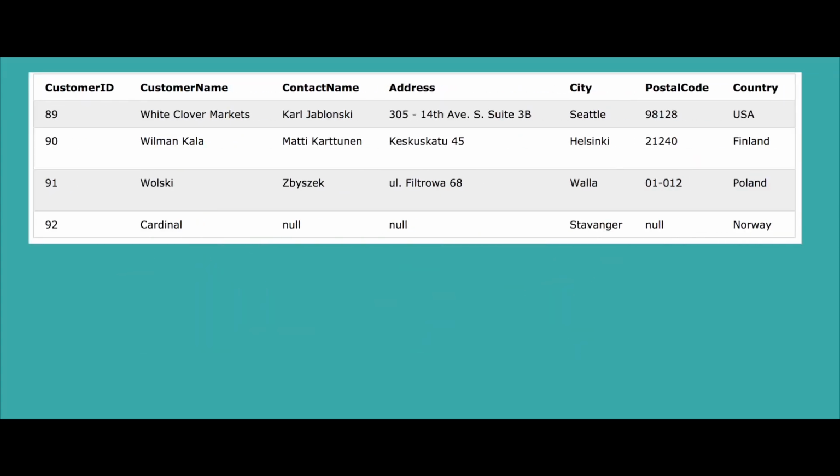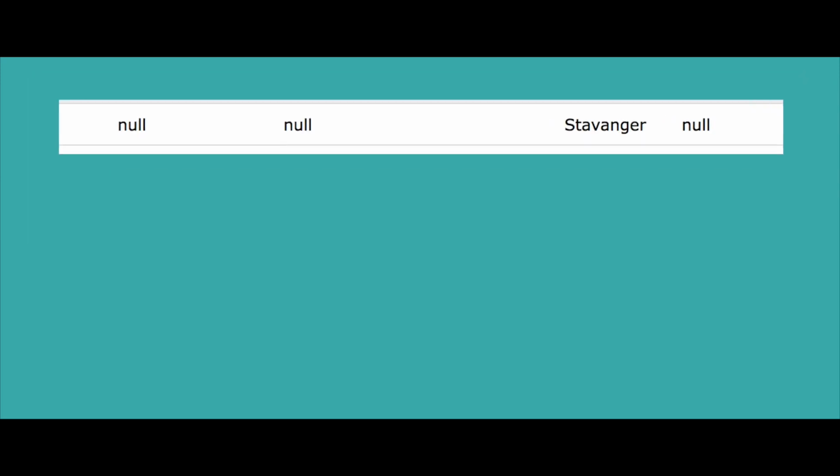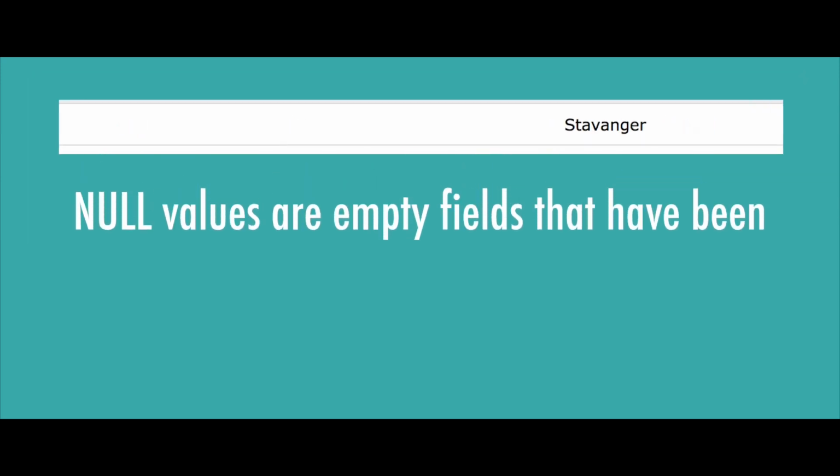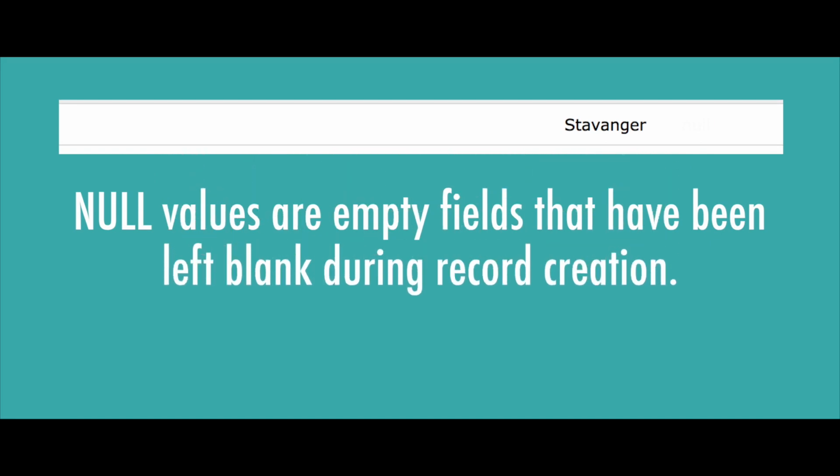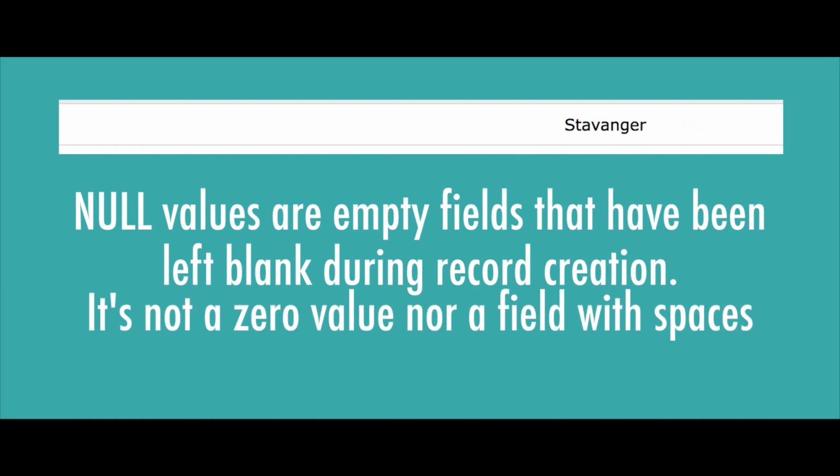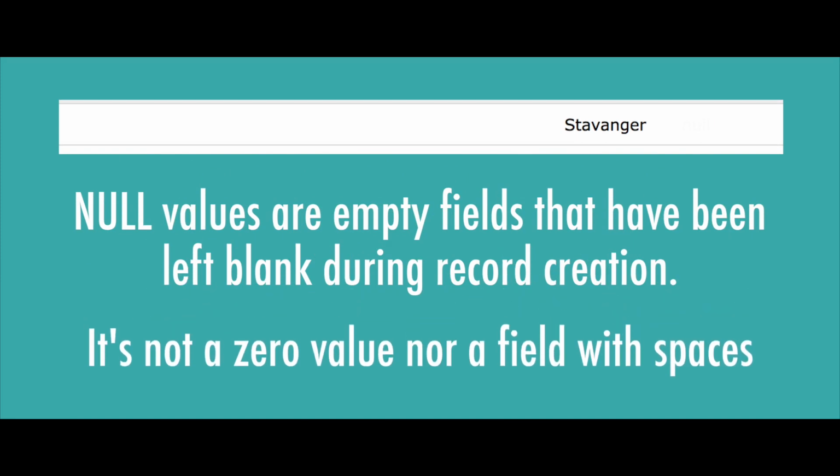Another trivia for you guys. Did you know that in a table where the field is optional, you can insert new records or update already existing ones without adding values to that certain field? This is what fields containing null values are. They are simply empty fields that have been left blank during record creation, although they are not to be mistaken with a zero value or a field with spaces.